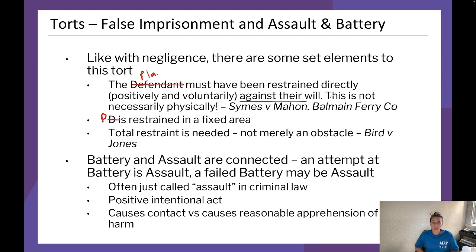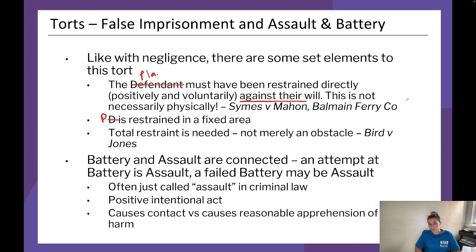But if you say engage in this case, Balmain Ferry Co. is the case, where a person had gone in, went to catch the ferry, left, they wanted to get out, they had to pay to get out. Now they had clearly entered onto the wharf of their free will. It wasn't false imprisonment because they chose to be there.